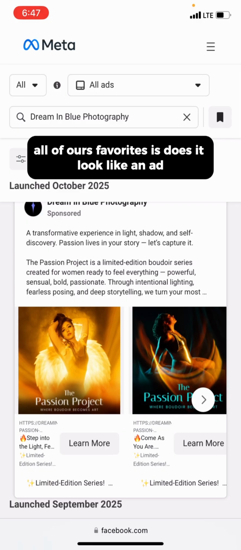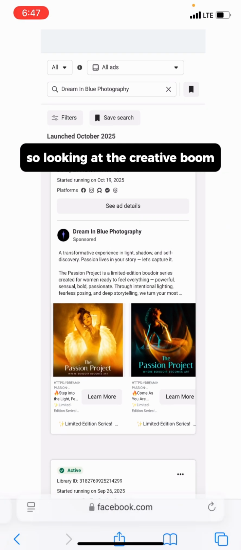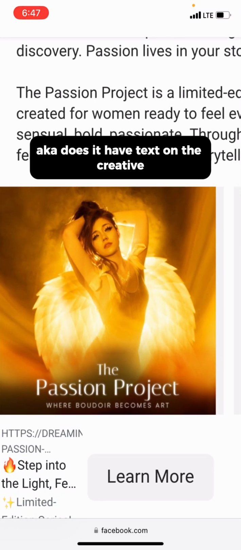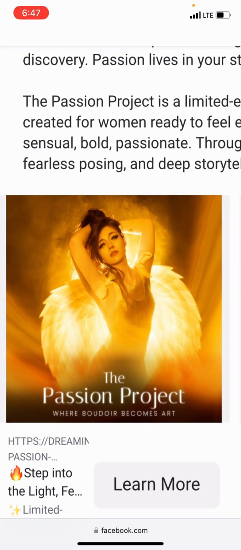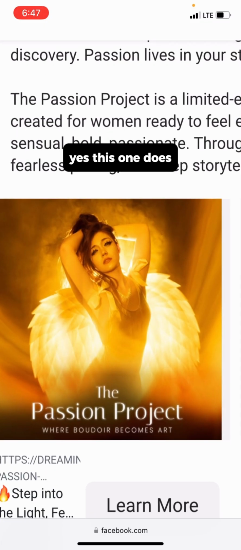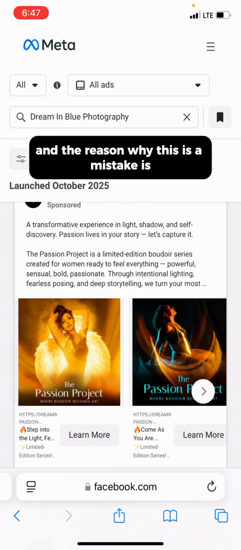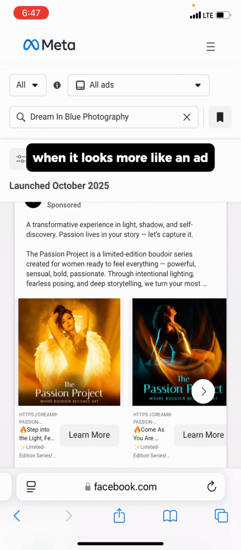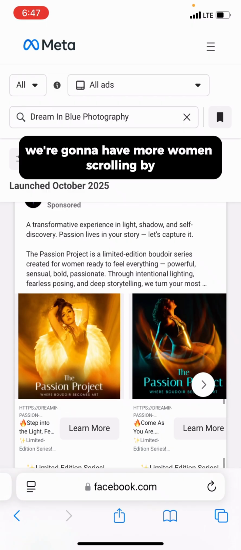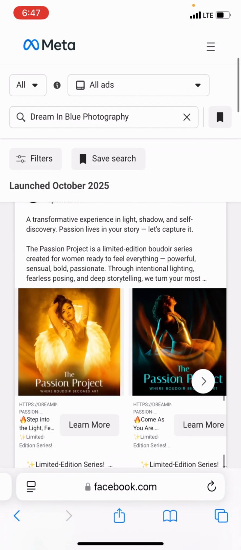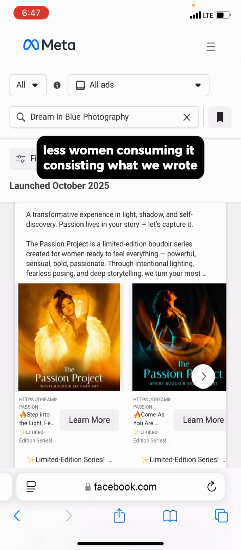One of our favorites is, does it look like an ad? So we're looking at the creative. Does it look like an ad, aka, does it have text on the creative? Does it have text on the image? Yes, this one does. And the reason why this is a mistake is when it looks more like an ad, we're going to have more women scrolling by, fewer women consuming what we wrote.